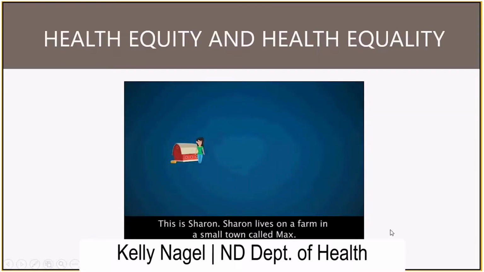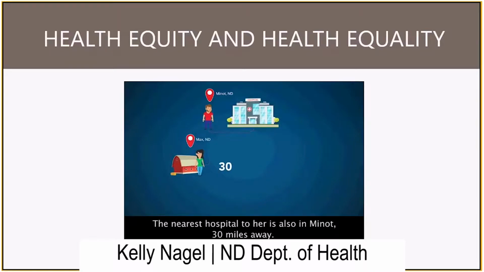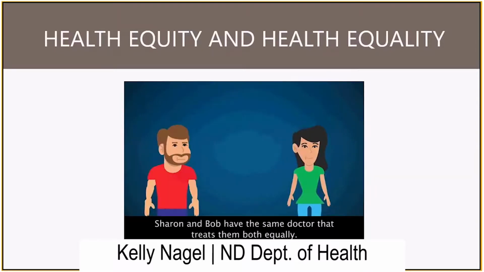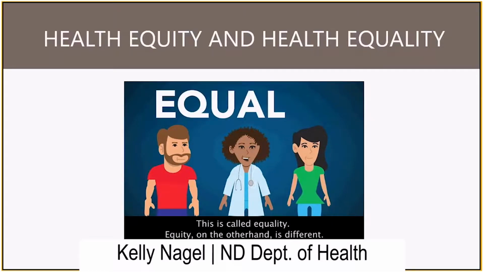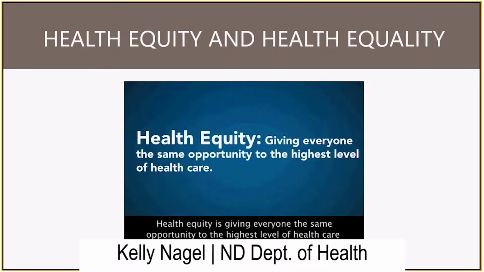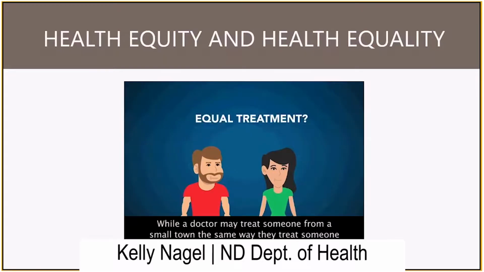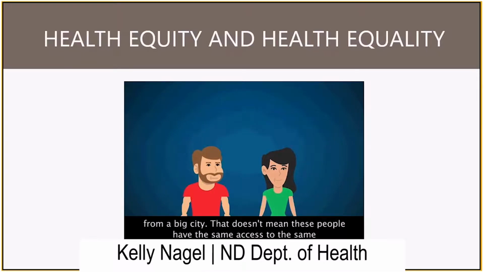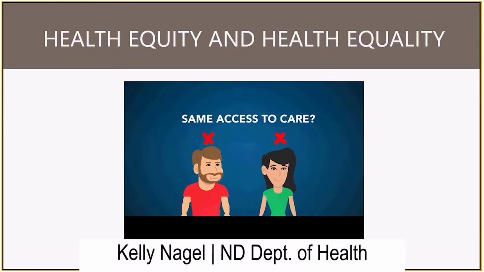This is Sharon. Sharon lives on a farm in a small town called Max. The nearest hospital to her is also in Minot, which is 30 miles away. Sharon and Bob have the same doctor that treats them both equally. This is called equality. Equity, on the other hand, is different. Health equity is giving everyone the same opportunity to the highest level of health care that meets their needs. While a doctor may treat someone from a small town the same way they treat someone from a big city, that doesn't mean these people have the same access to the same healthcare opportunities.